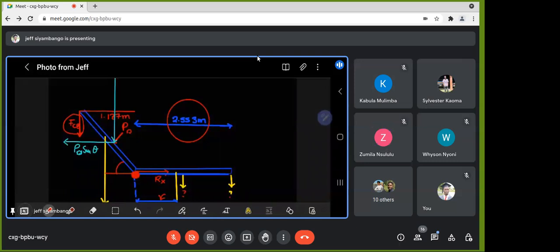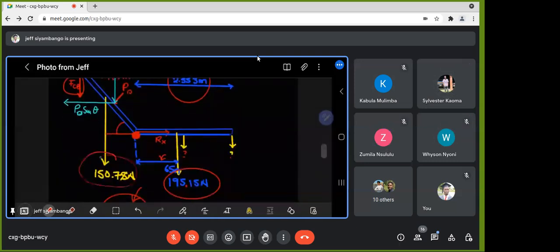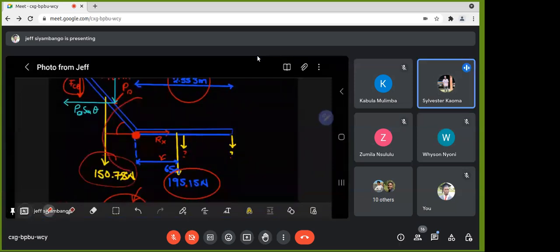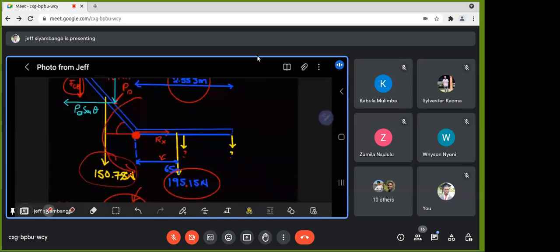There was another reaction. Which force are we dealing with? The weight. This one. And why are you saying it's anti-clockwise? It will be causing rotation about the point E in that way. Rotation will be something like this. Do you see that?